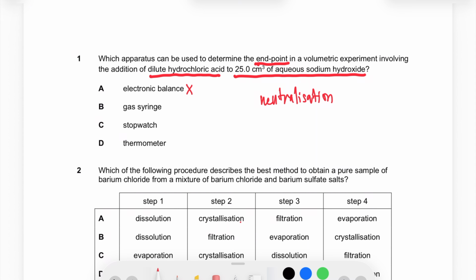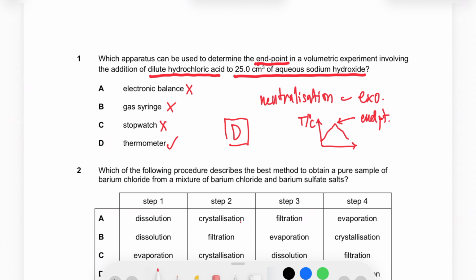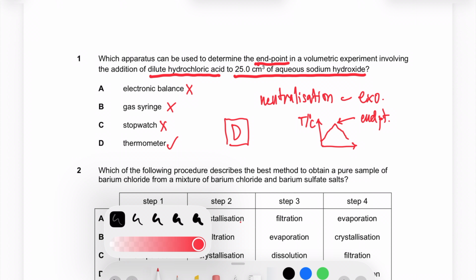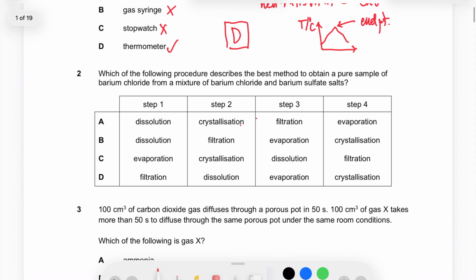Stopwatch, no, there's no gas produced as well, so you do not need a gas range. Why you need a thermometer is because neutralization will be exothermic. So if you draw your temperature graph, the temperature will increase until the highest point, then it will start dropping down. So at this point, it will be the end point, whereby it gives you the maximum temperature. So answer will be D.